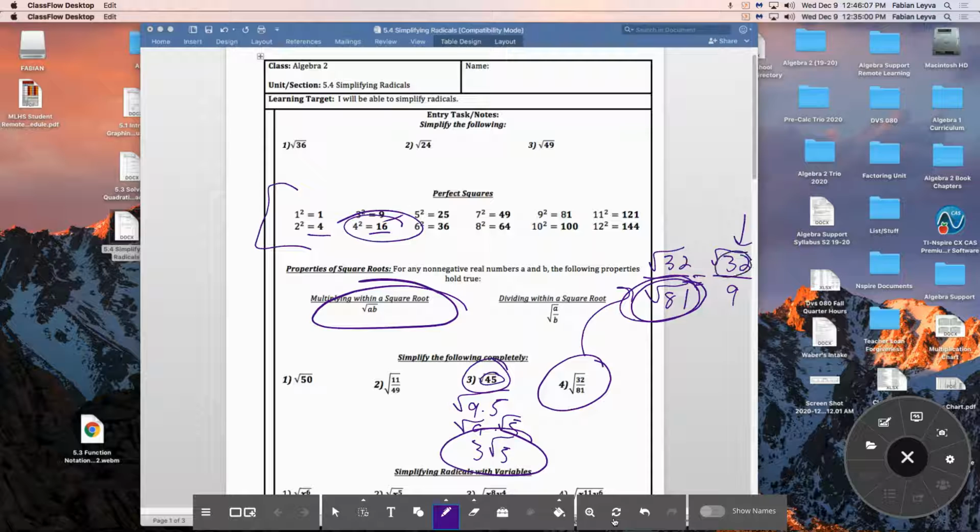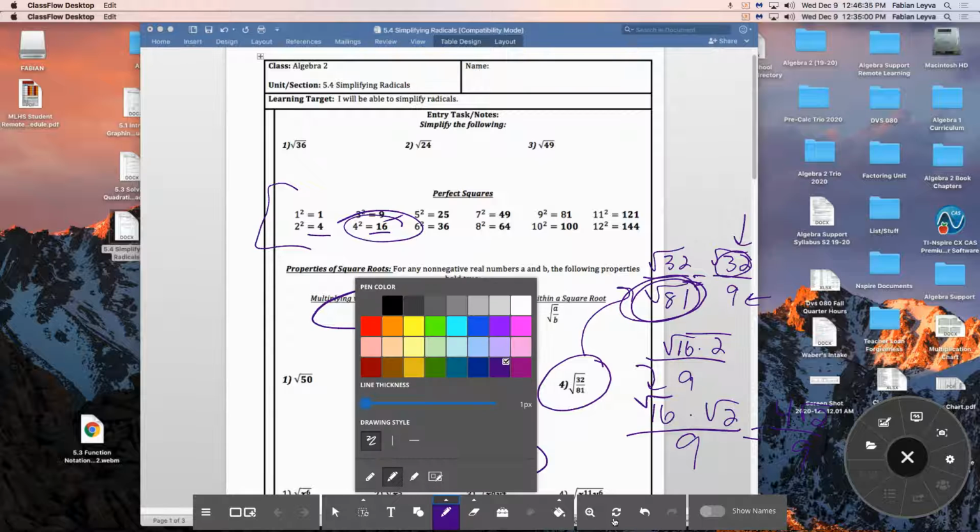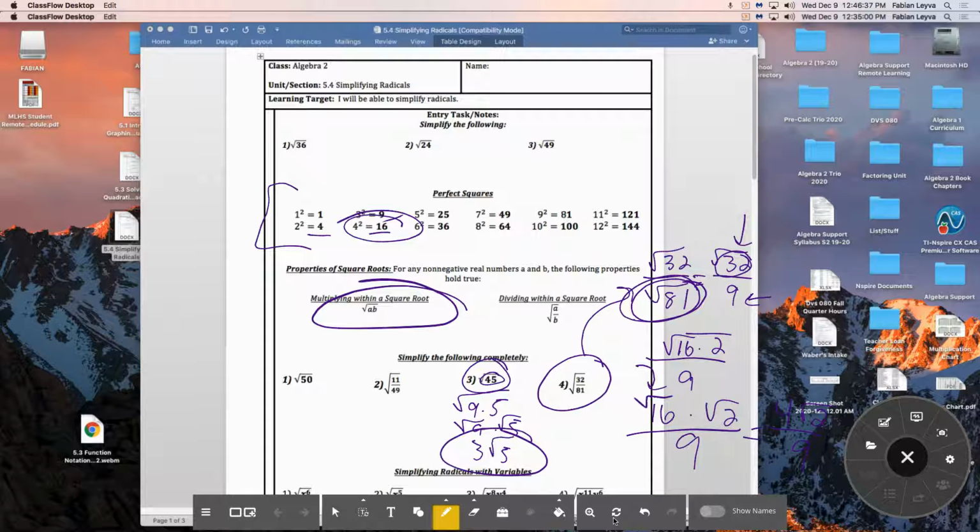So I'm going to rewrite that 32 as 16 times 2. Now, in order to make sure I'm not messing things up, I'm just going to rewrite the numerator over and over. I'm going to separate these. So the square root of 16 times the square root of 2, still all over 9. And I'm just going to simplify now. The square root of 16 is just a positive 4. The square root of 2 cannot be simplified, so I'm going to leave it as the square root of 2, and the 9 goes at the bottom. So, 4 square root of 2 over 9.